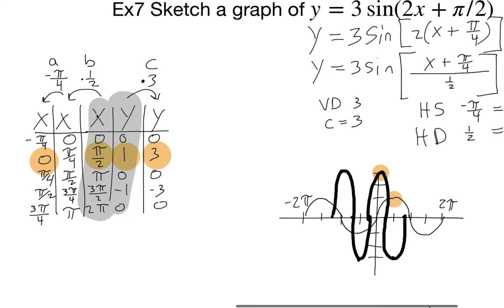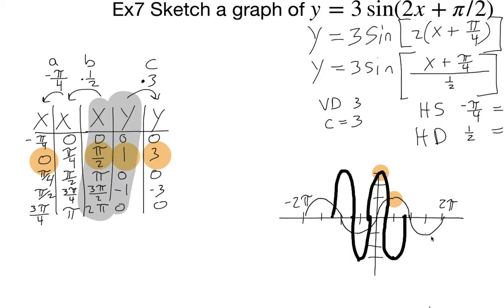So a and b get operated on x, and the c gets operated on y. Let's do the c first. If you multiply all these values by 3, you get these values. You have to first multiply, and then you have to add or subtract. So then we get b times all these values times 1/2, and then you add negative pi over 4, and you get these values here. So you don't have to plot the middle 3 columns. You only have to plot these x's and these y's as points.